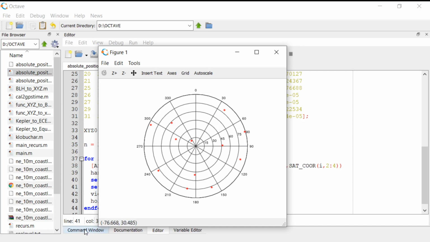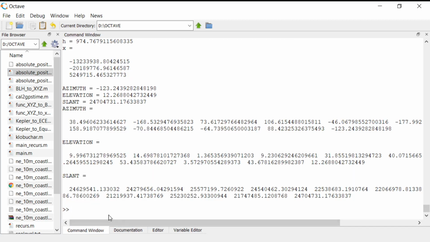Let's now have a look at the azimuth and elevation of the satellite. For this purpose, let's write down the sat core, for example, and azimuth and elevation angle. So let's see.